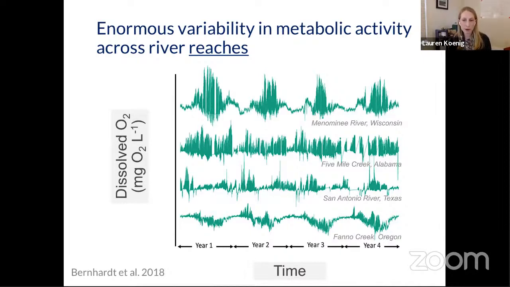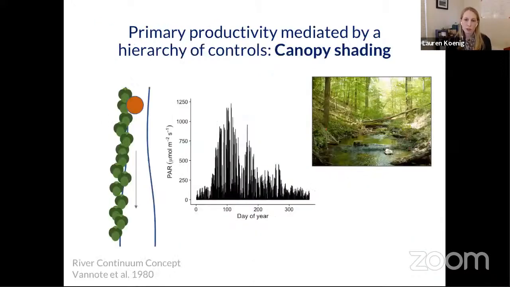But we do expect that primary productivity is mediated by a hierarchy of controls, including light, nutrients, grazing by herbivores, for example. But among these controls, we think the most important constraint across rivers is light. Light availability varies substantially among sites as well as over time, well beyond the latitudinal variation in solar radiation that's the primary driver of the light regime in terrestrial ecosystems. And that's because in rivers, light is often mediated by terrestrial canopies and is structured in the downstream direction.